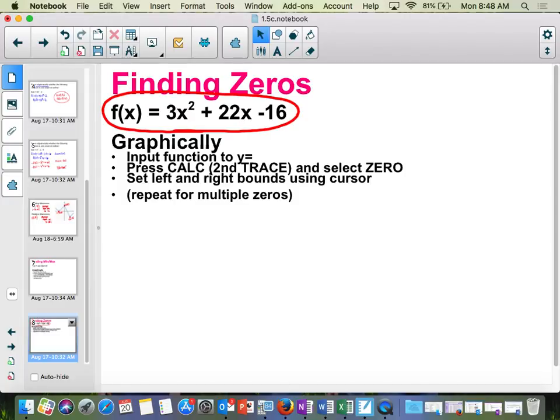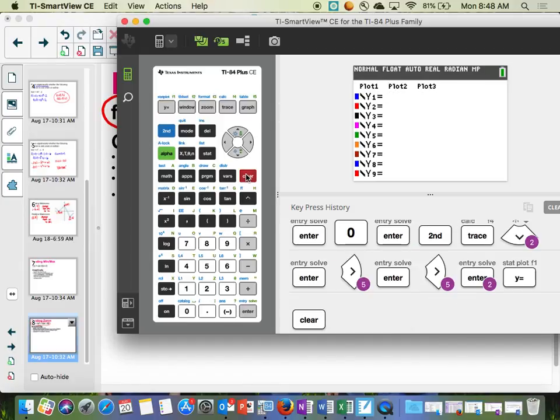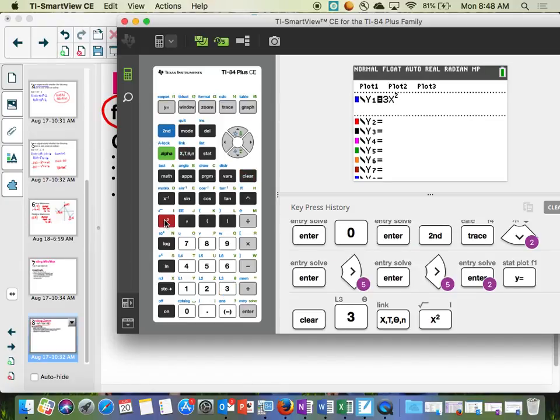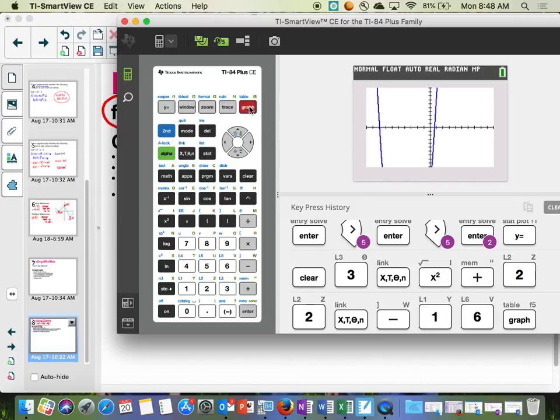We're not finding maximums or minimums this time around. So 3x squared plus 22x minus 16. Does yours look like this? If we zoomed out, we'd be able to see the parabola. But I really don't care about the parabola in terms of where the vertex is. I care about the zeros.